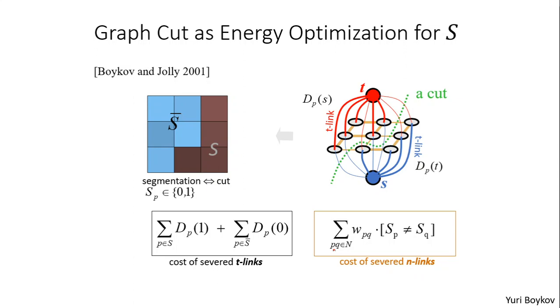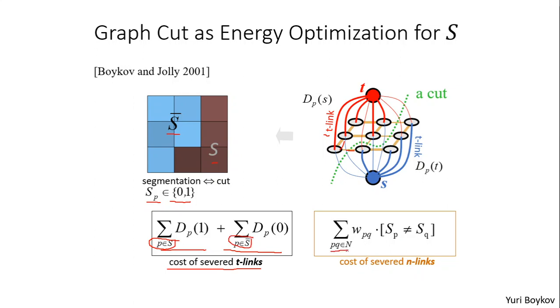Okay, so a little more detail about the costs. When you say segmentation is equal to the cut, the labels are either 0 or 1. So you can see S bar and S. T-links and N-links are shown. These are the N-links and these are the T-links. So the cost of the terminal T-links would be dp1 plus dp0. We take dp1 when p belongs to S. You take dp0 when p belongs to S prime.